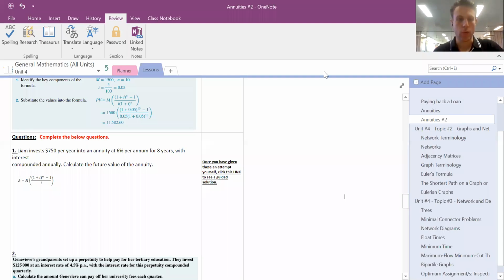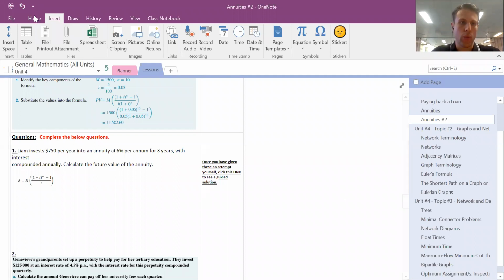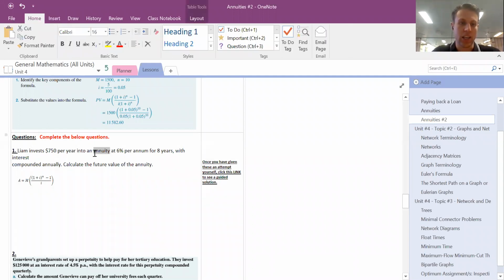All right, so we're going to go through these two quick examples now of annuities and perpetuities. Our first thing that we're going to be looking at is this question about Liam, who's investing $750 per year into an annuity at 6% per annum for 8 years. Now, I know it's an annuity, two reasons. One, they've gone through and initially just said it was an annuity.